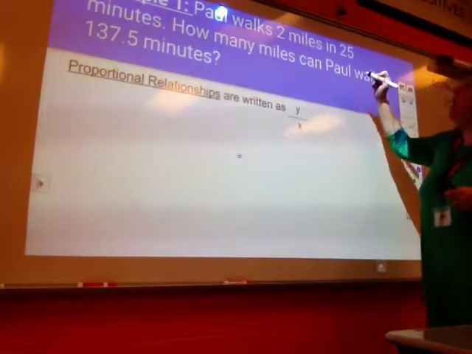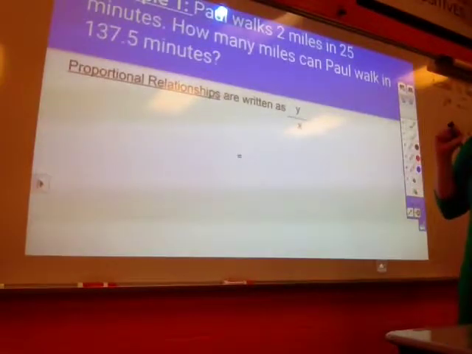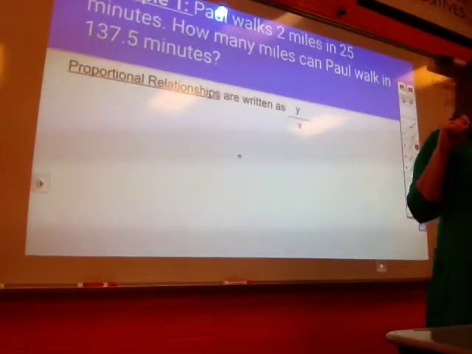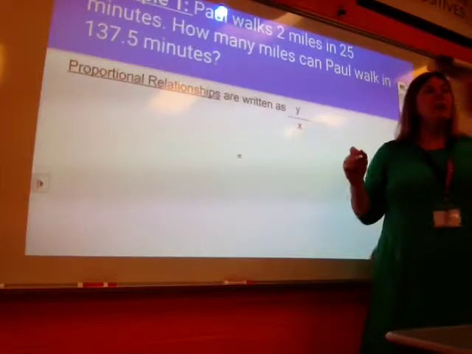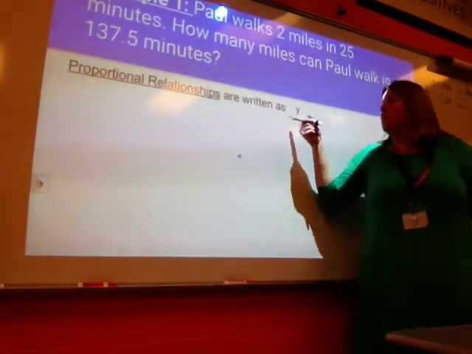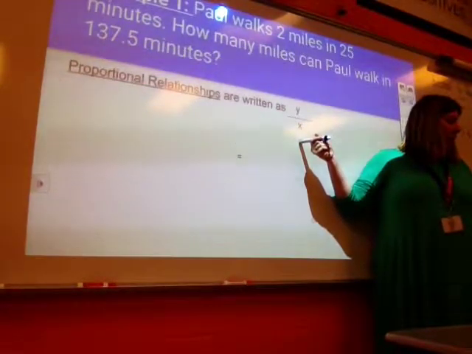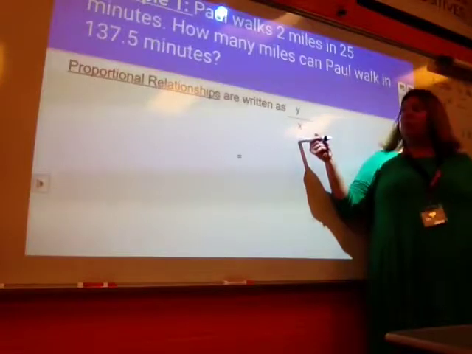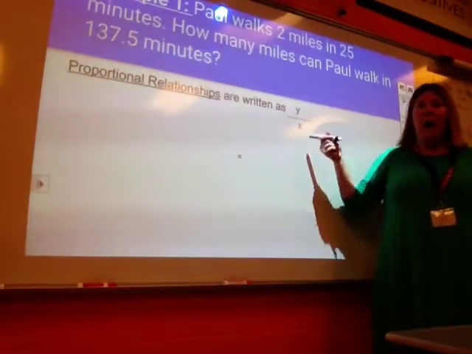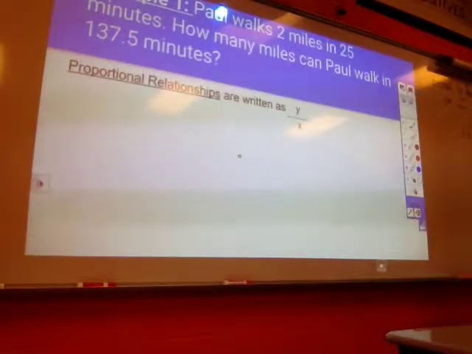Paul walks 2 miles in 25 minutes. How many miles can Paul walk in 137.5 minutes? Now, the first thing that you need to know is that proportional relationships are written as y over x. Proportional relationships are written as y over x. You put that where it says proportional relationships as, and then you put y over x in the block.